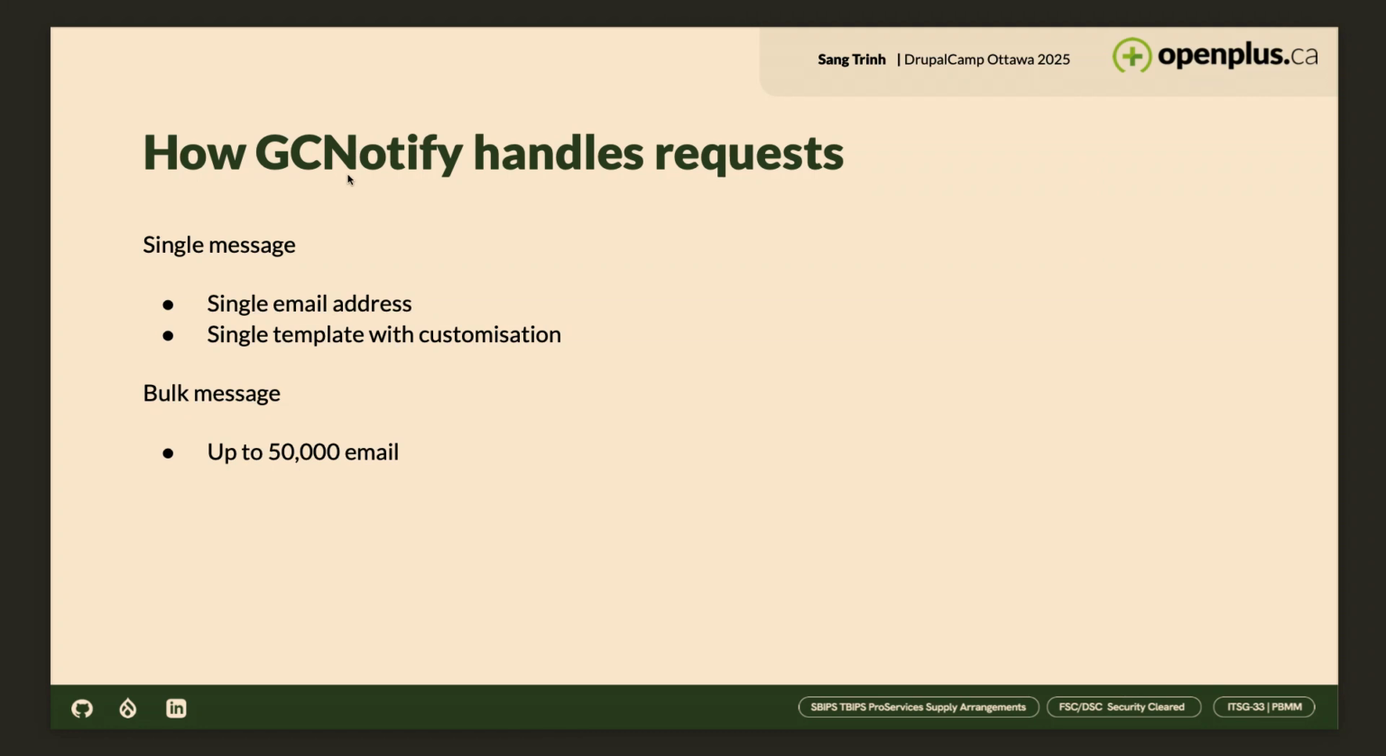Okay, so a little bit about GC Notify, really, really high level. So there's sort of two operating modes for GC Notify. One is single message. You pass it an email, you pass it a template. And I'll talk about templates in a moment. The other way you can operate it is bulk, in a bulk message, a bulk API call. Now the way these things work is you have to send it a template, and this template has to be defined within GC Notify. And it's a GC Notify template.